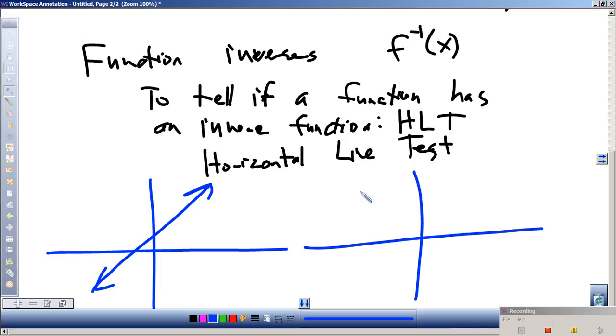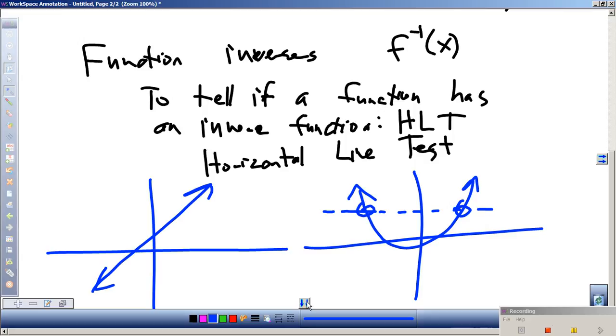What if we did a quadratic? Is that a function? Yes, because it passes the vertical line test. Good. Now, does it have an inverse function? No, because it does not pass the horizontal line test. If you drew a horizontal line across here, it touches two spots. So we talked about the vertical line test tells us if a graph is a function itself. Horizontal line test will tell us if it has an inverse function.